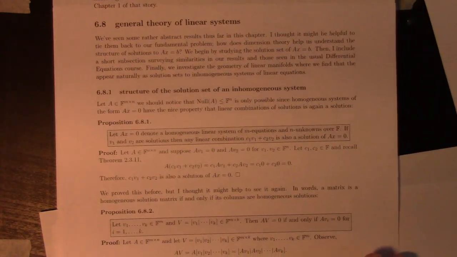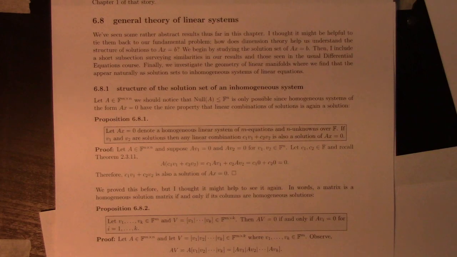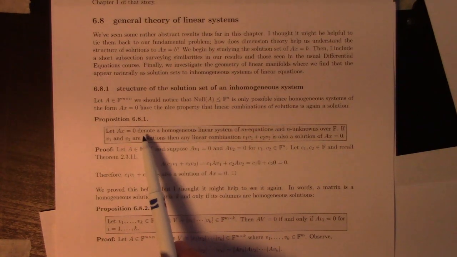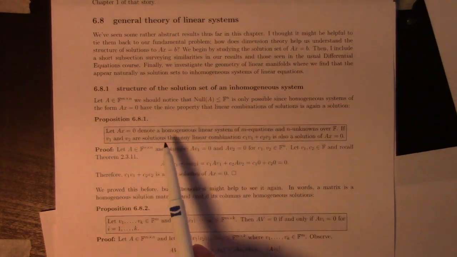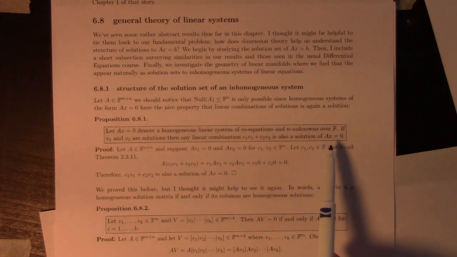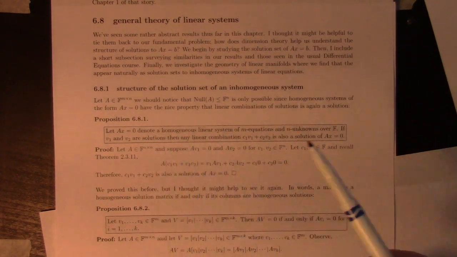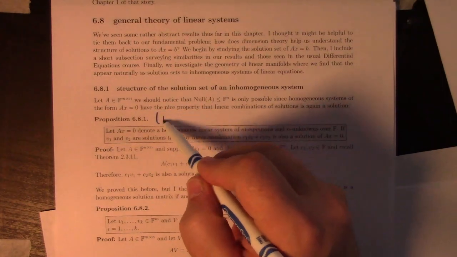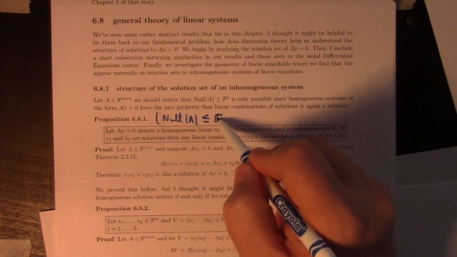so last is the general theory of linear systems, and in this section, I try to look at the problem of Ax equals b again in a fresh new light and see what we can say about it. Well, first of all, proposition 6.8.1 says that if you have two solutions to m equations and m unknowns, then any linear combination is also a solution. In other words, proposition 6.8.1 really says that the null space of A is a subspace. This is essentially just a different way of saying null space of A is a subspace of F^n.